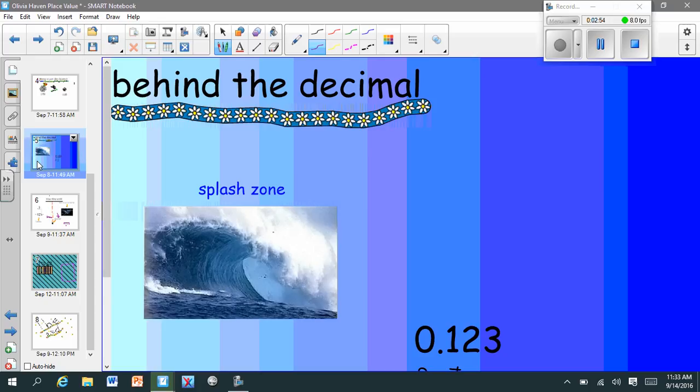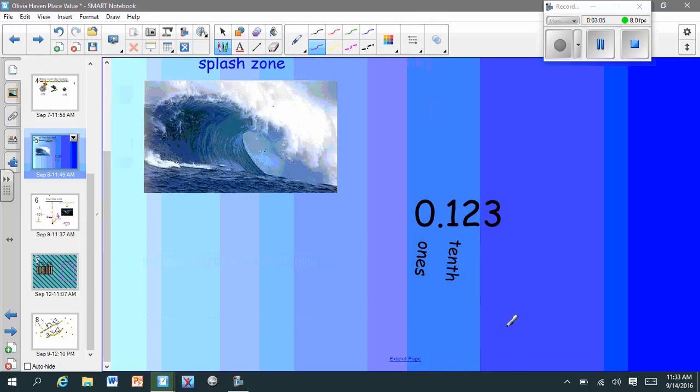Let's talk about the splash zone, which is everything behind the decimal. As I've said, everything behind the decimal has a "th" connected to it. Instead of saying ones, tens, or hundreds, you would say tenths, hundredths, and thousandths. So that is how we're using the splash zone. You can use the splash zone whenever you want, as long as you don't use it in someone's face.